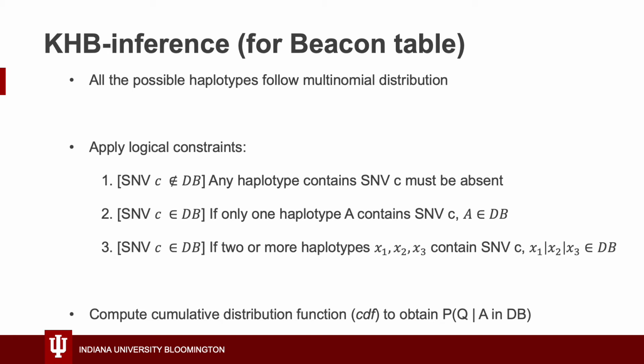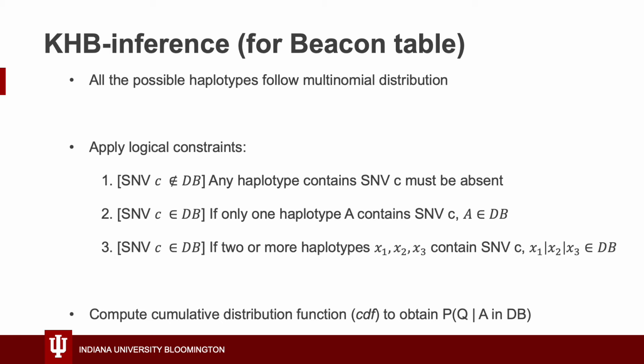For the KHB inference, we consider all the possible haplotypes that follow a multinomial distribution. We first apply the logical constraint to determine the presence of a haplotype. If an SMV is not in the database, any haplotype containing such SMV must be absent. If an SMV is in the database, and only one haplotype contains such SMV, then this haplotype must be in the database. Or if two or more haplotypes contain such SMV, one of them must be in the database.